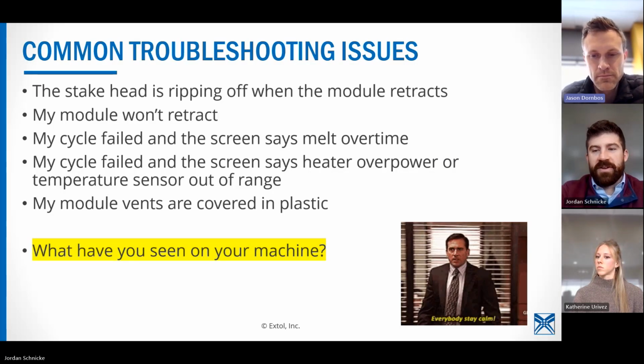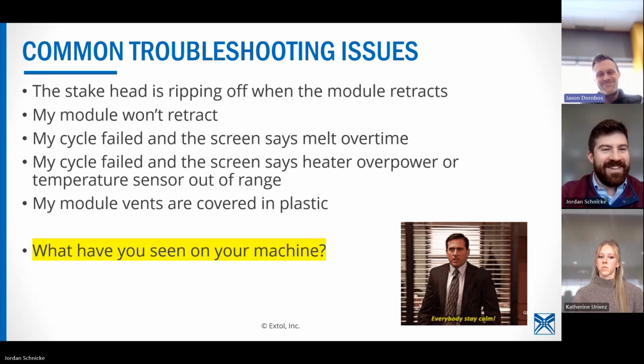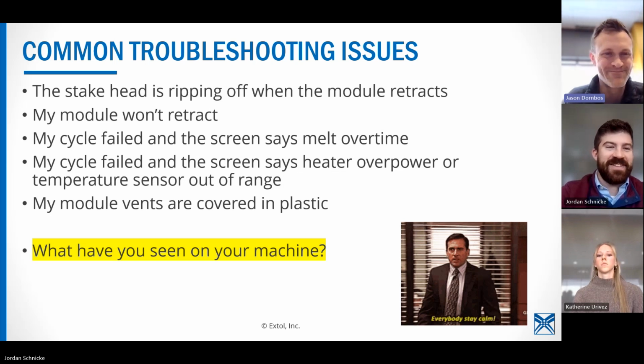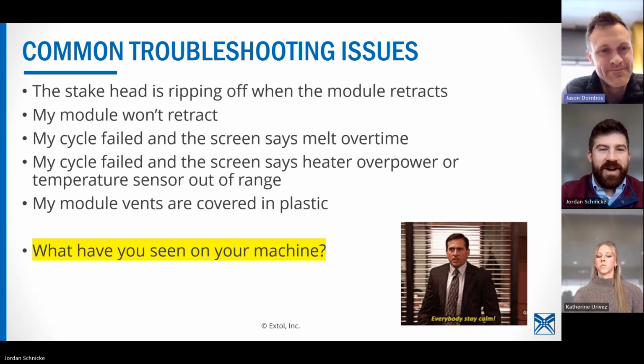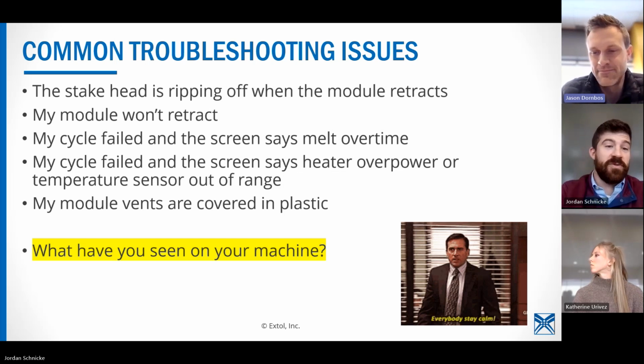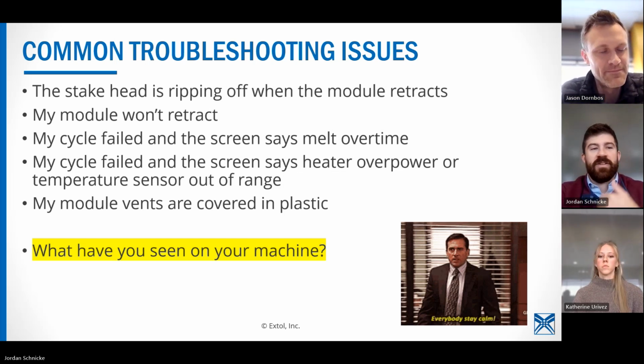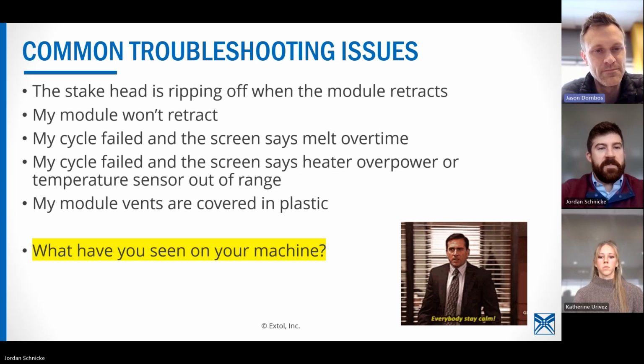So we're running a little bit low on time, but some common troubleshooting issues. If we're ripping off the modules, let's look at what your process parameters are. Do you need smart release? If your module won't retract, check the pressure. Check to make sure it's not sticking to the plastic. Again, do we need to adjust parameters or do we need to use smart release? Cycle failing, screen says melt overtime.